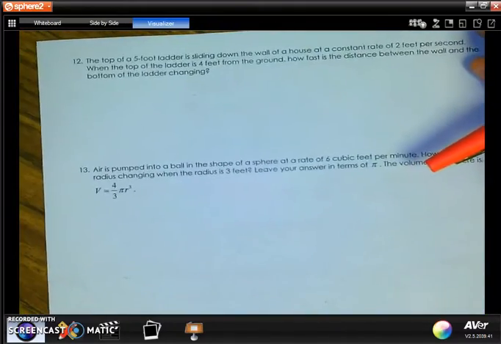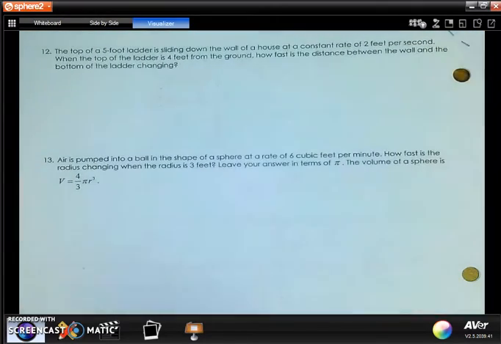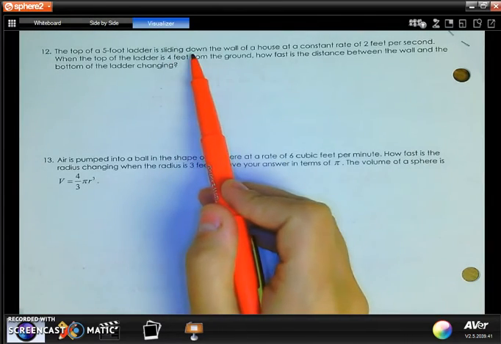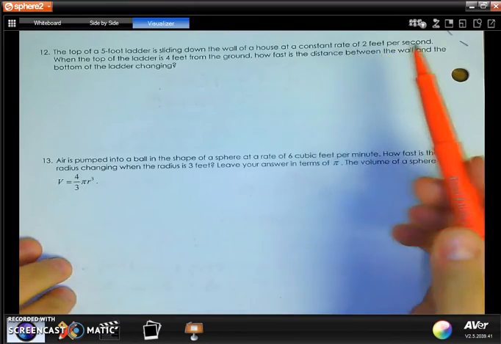Okay, so these last two problems are the related rate problems. I would definitely pay attention to these because they are very similar to the ones on the test. So you have a 5-foot ladder sliding down a wall, and we are given a constant rate of 2 feet per second. The trick here is that you're sliding down the wall, so this 2 feet per second is going to be negative.